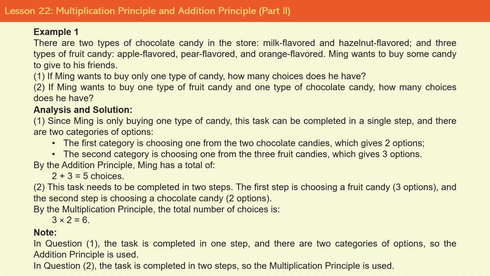In question 1, the task is completed in one step, and there are two categories of options, so the addition principle is used. In question 2, the task is completed in two steps, so the multiplication principle is used.